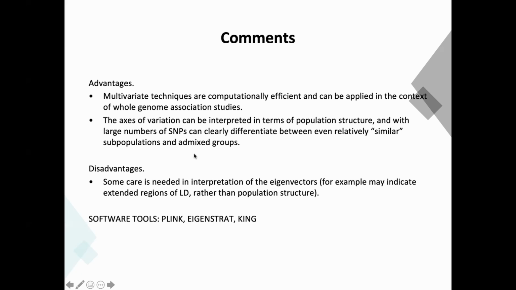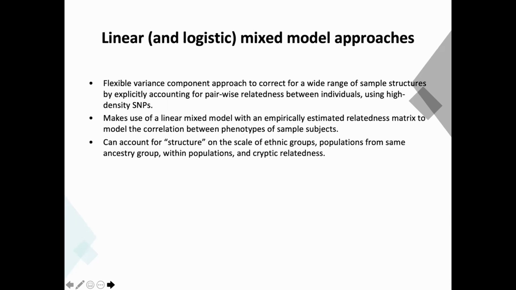The state-of-the-art method for adjusting for population structure is actually mixed modeling, and it helps to adjust both for population structure as well as for cryptic relatedness. And it considers the entire pairwise correlation matrix among individuals in the cohort.